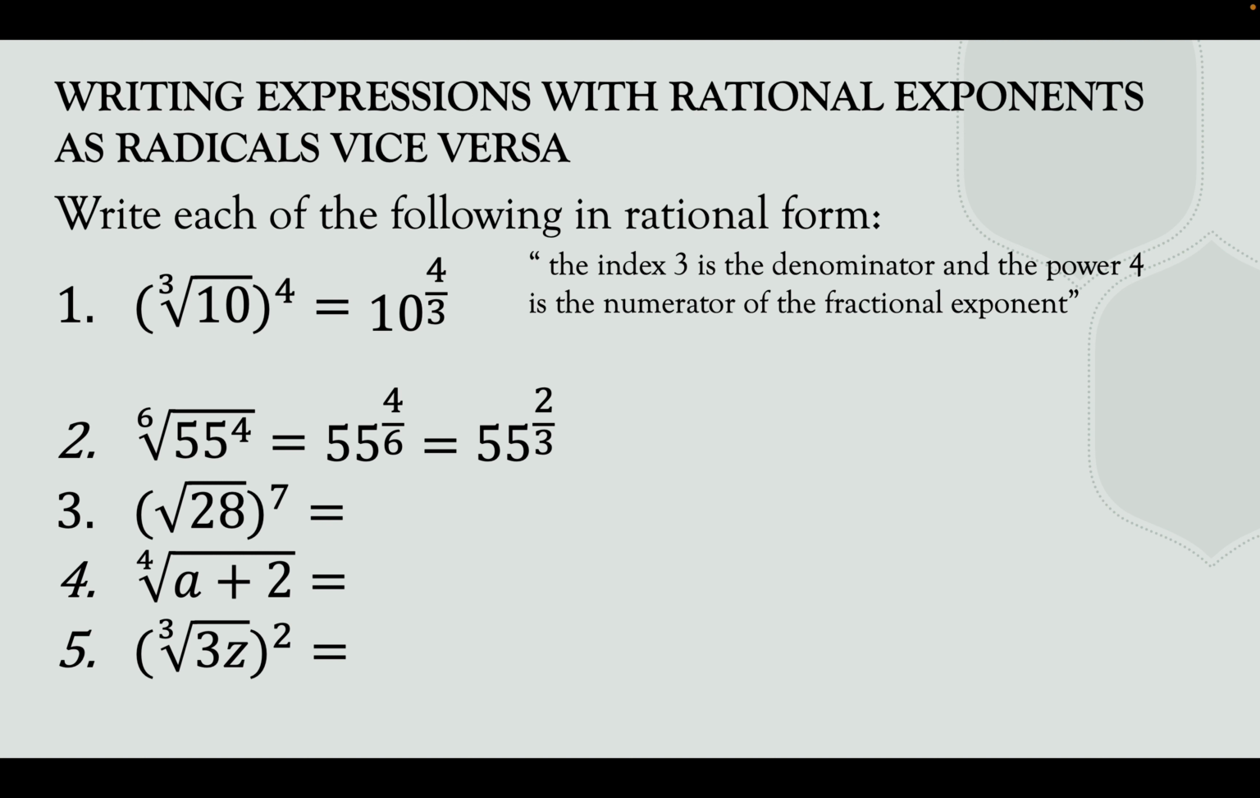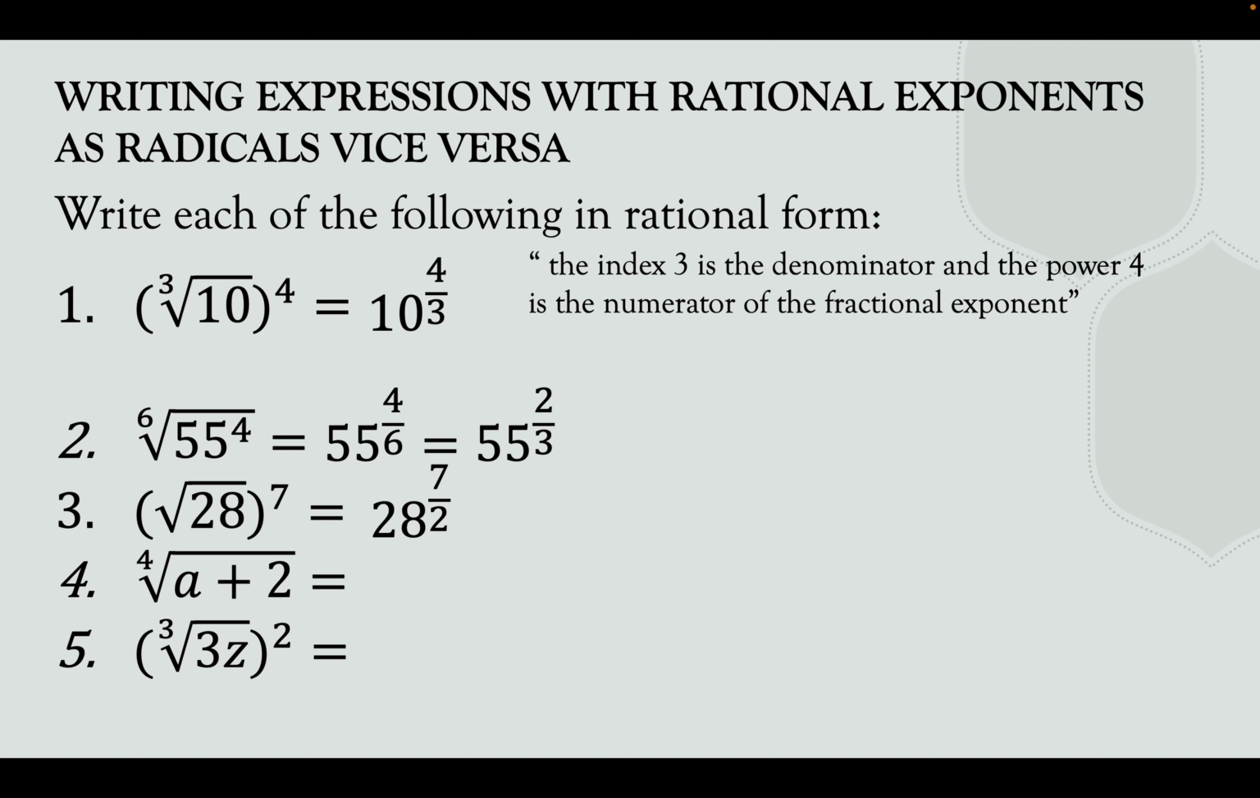Example number 3, we have the square root of 28 raised to 7. So we need to change that into rational form. The denominator is 2, the index. The exponent is the numerator, and the base is 28. So we have 28 raised to 7 over 2.